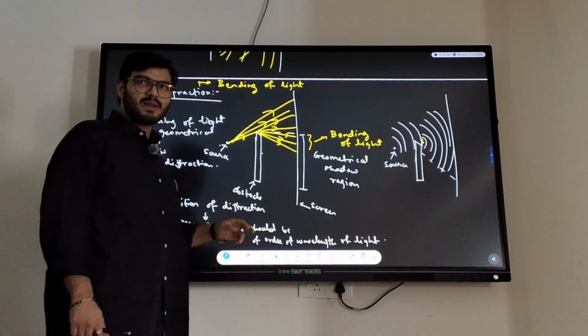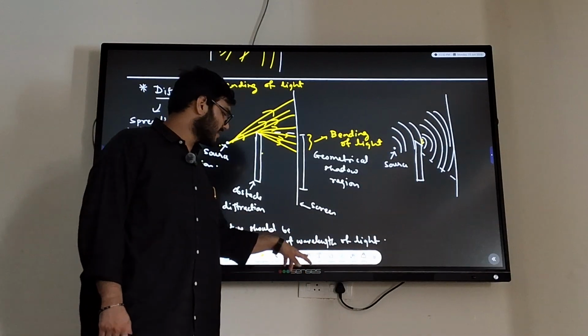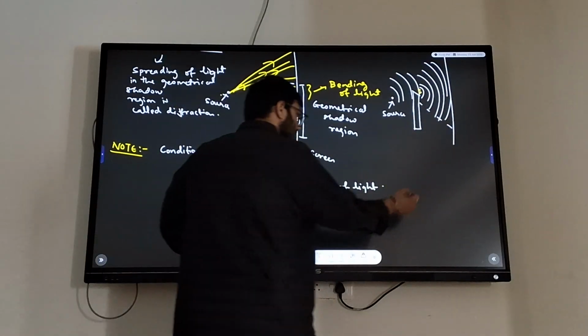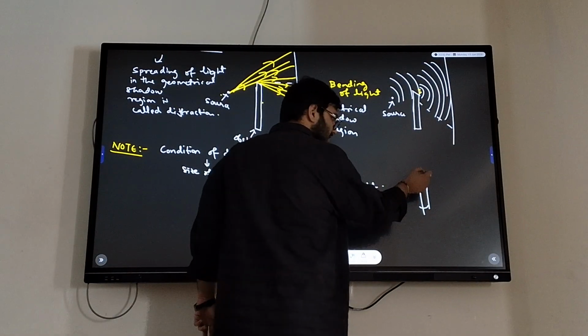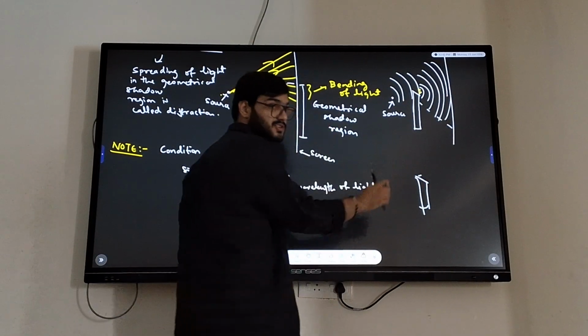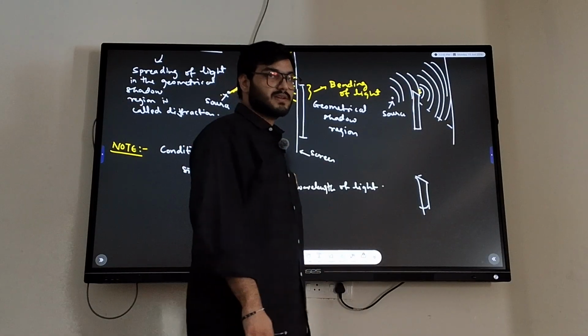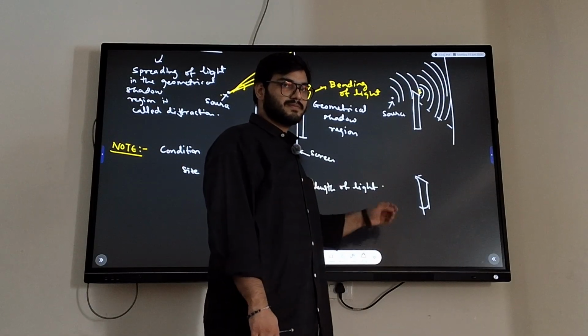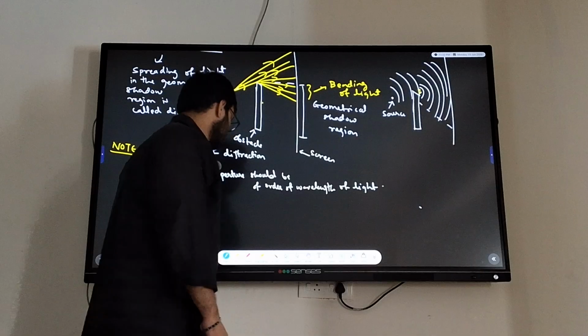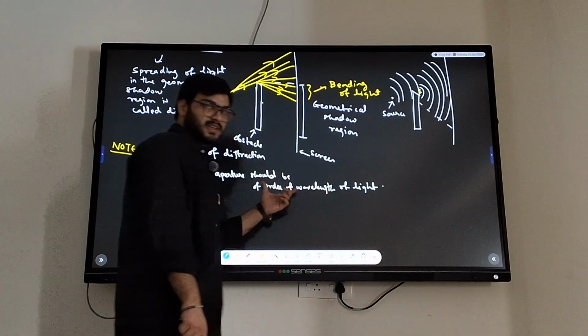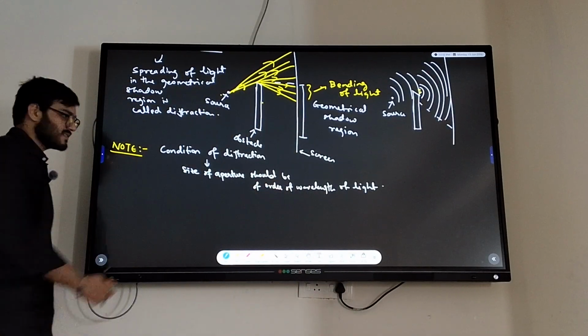And what do you mean by sharp edge? The edge that I am showing, its sharpness should be of the order of wavelength. That is the correct statement. So I am writing it. But in the exam, you should write this, okay?